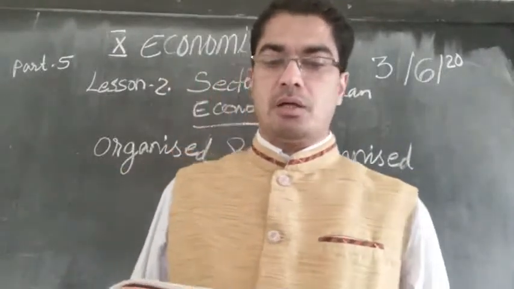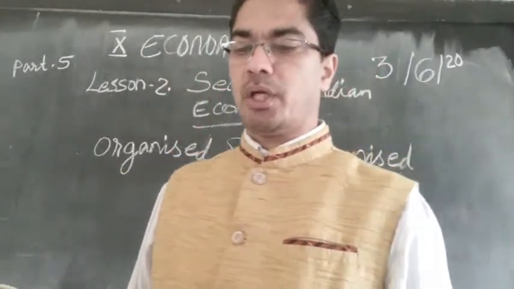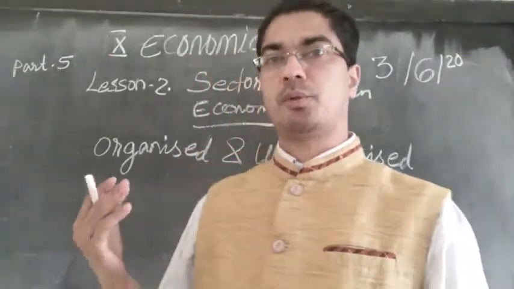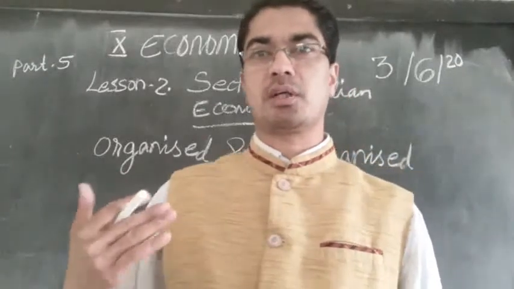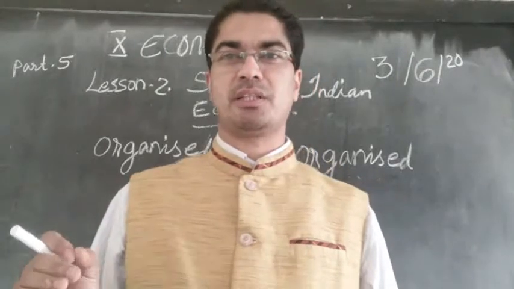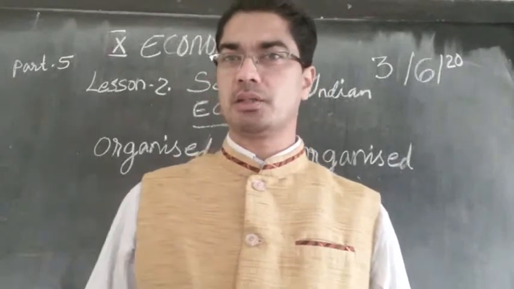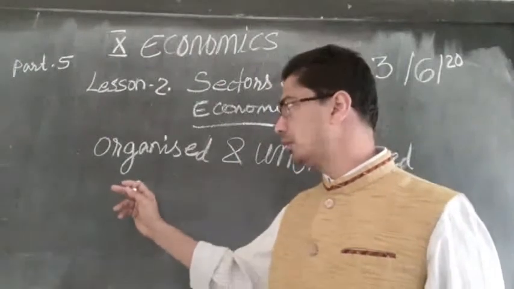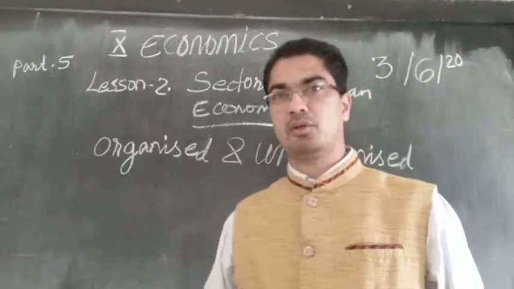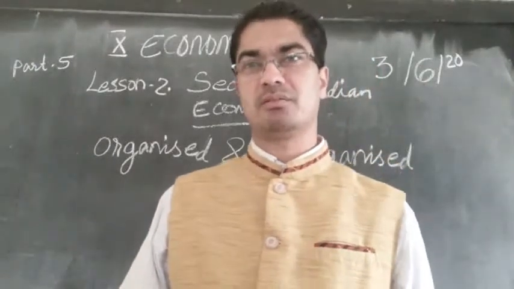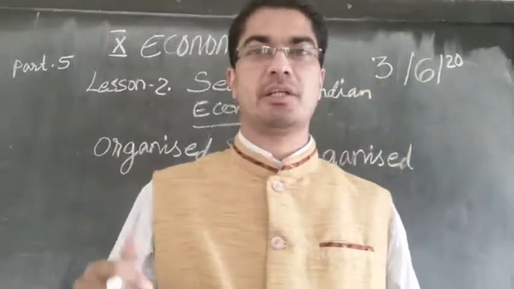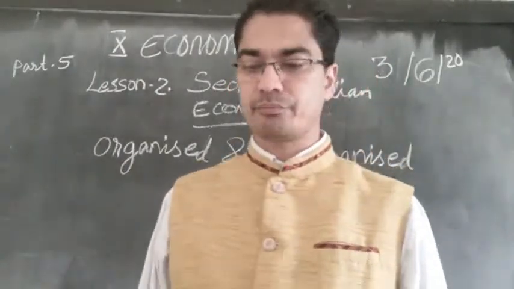So this looks at the way people are employed. Earlier we looked at the people and saw what kind of work they are doing: primary sector, secondary sector, tertiary sector. That is how we divided into three sectors depending on the work they are doing. Now we are dividing into organized and unorganized depending on how they are doing it. Not what they are doing, but how they are doing it. That is the criteria we are using to divide into these two.